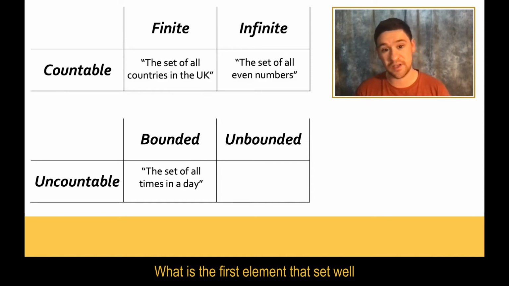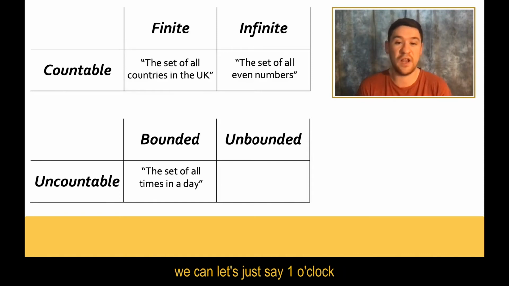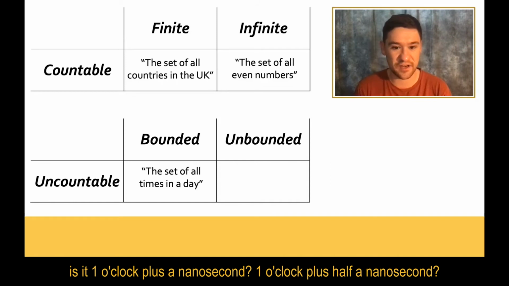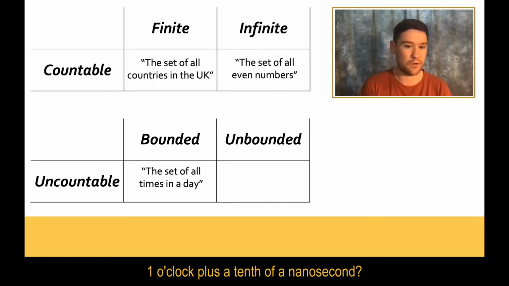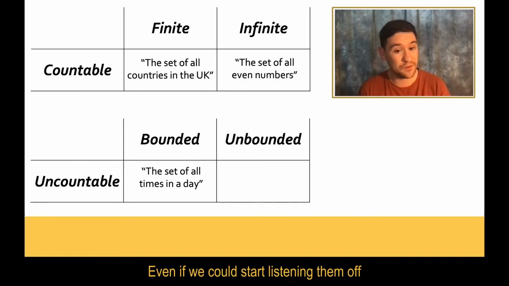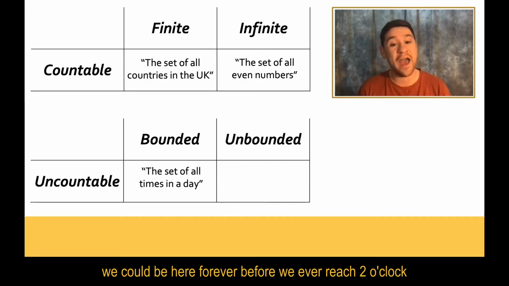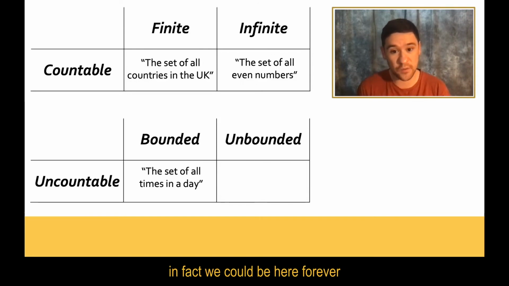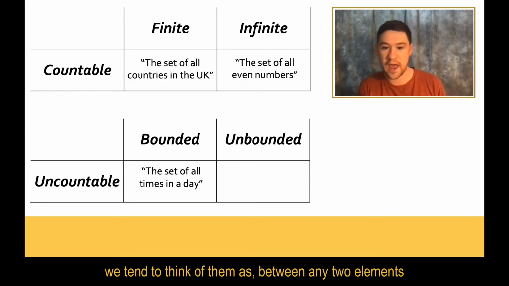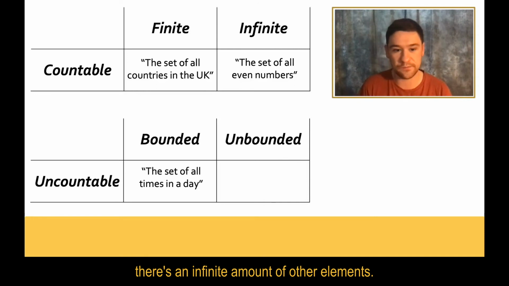What is the first element of that set? Well, let's just say 1 o'clock. What is the second element of that set? That doesn't make sense. Is it 1 o'clock plus a nanosecond? 1 o'clock plus half a nanosecond? 1 o'clock plus a tenth of a nanosecond? We can't start listing them off. Even if we could, we could be here forever before we ever reach 2 o'clock. In fact, we could be here forever before we ever reach 1 minute past 1. In uncountable sets, we tend to think of them as between any 2 elements, there's an infinite amount of other elements.